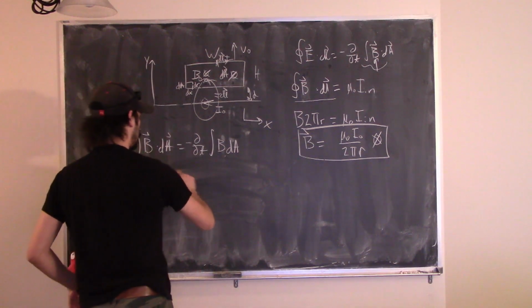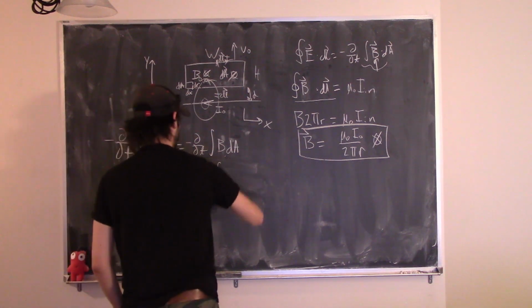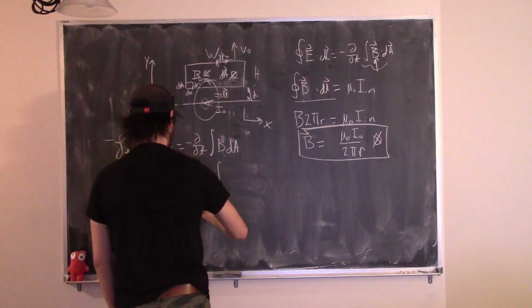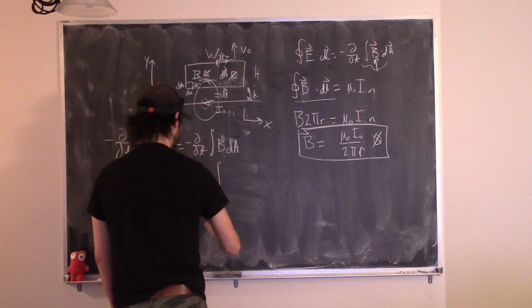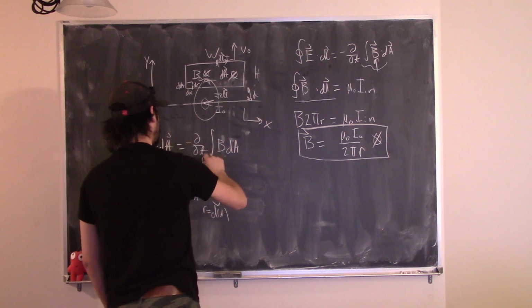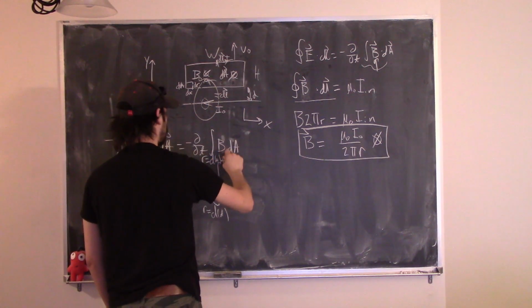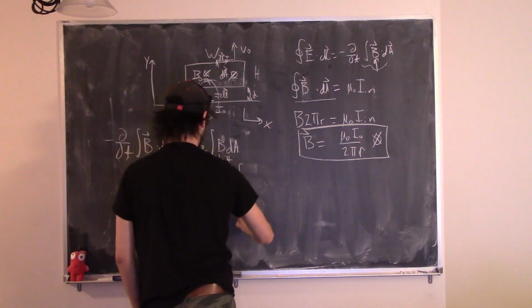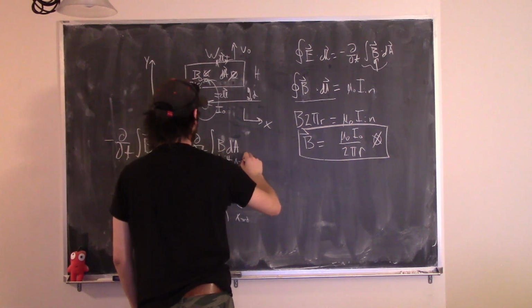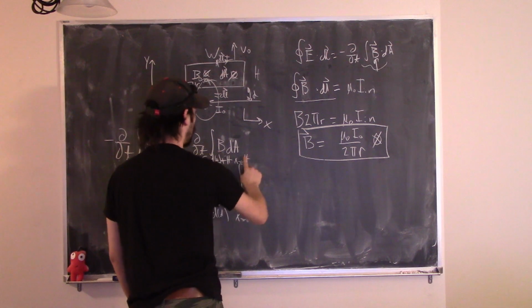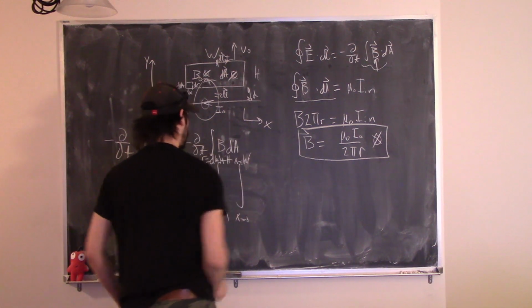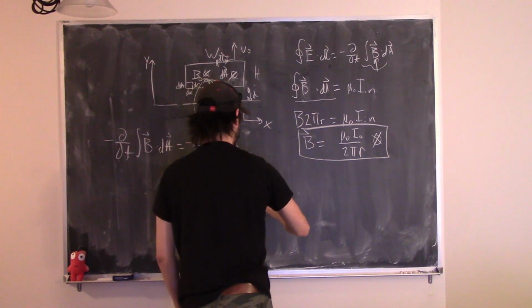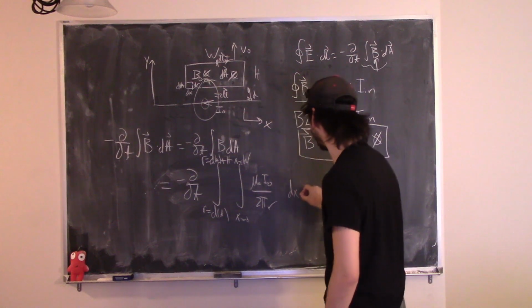So this is going to be equal to minus the partial derivative with respect to time of the integral, and this is going to be my r limits of integration. This is going to be r is equal to d as a function of time, going up to r is equal to d as a function of time plus h, times the integral in x. The integral in x is going to go from 0 to x is equal to w. Okay. And then I have my integrand: mu naught I naught divided by 2 pi r times dx dr.